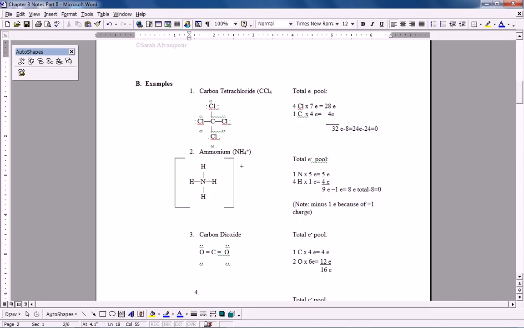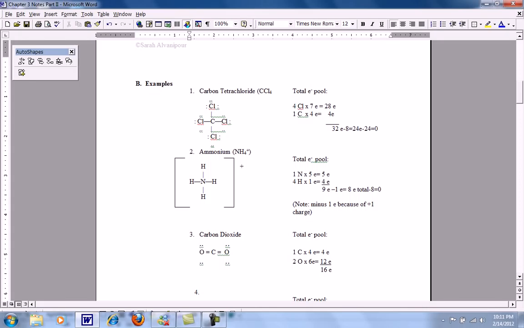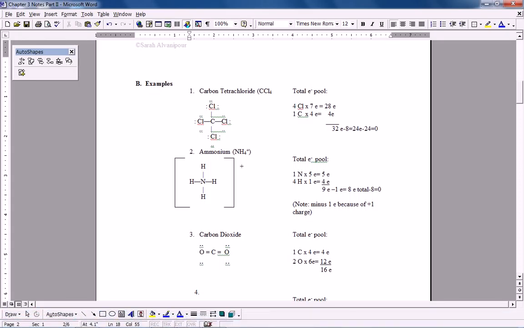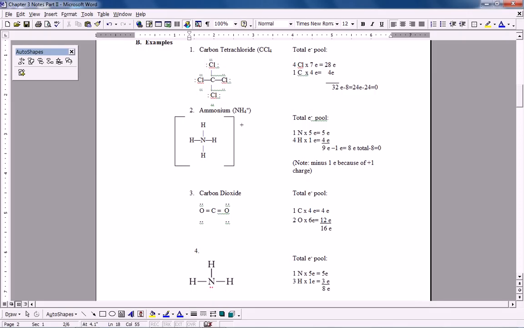The last step, of course, since this did have a charge, is to put the bracket around it and put the charge on around the bracket. So last of all, let's take a look at this carbon dioxide example, and this one, of course, has a multiple bond being formed, and the reason for that is because we will run out of electrons.